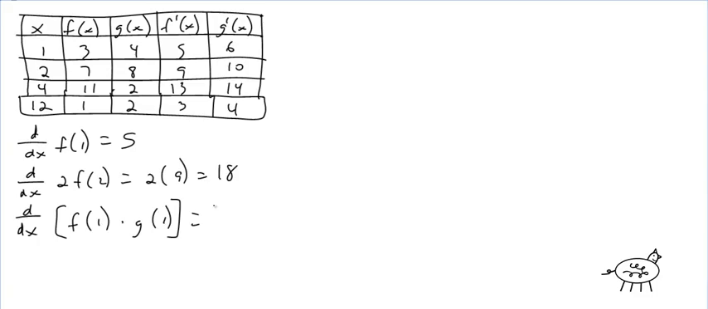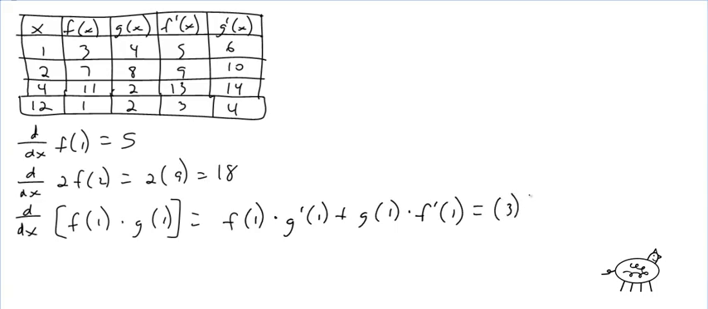Okay, so it's going to be the first. So let's show a little bit of work here. It's the first times the derivative of the second plus the second times the derivative of the first. That's pretty easy now, because now we're just pulling all this stuff off the chart. So f of 1 is 3, g prime of 1 is 6, plus g of 1, which is 4, and f prime of 1, which is 5. So it's 18 plus 20, which equals 38. It's not bad.